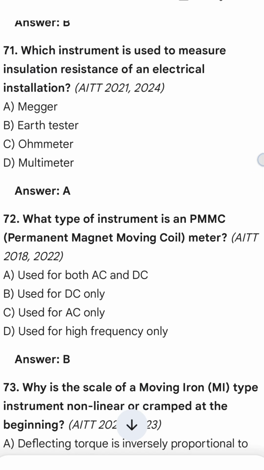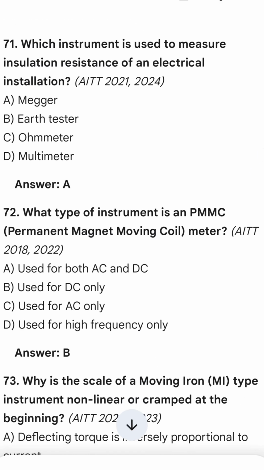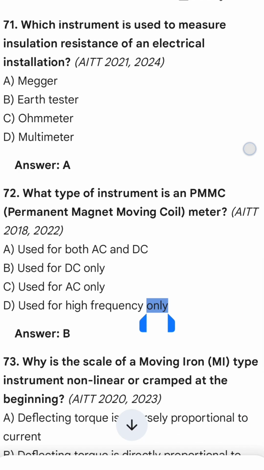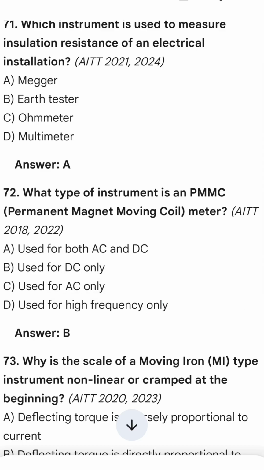Question number 71. Which instrument is used to measure insulation resistance of an electrical installation? AITT exam 2021 and 2024. Option A, Megger. Option B, earth tester. Option C, ohmmeter. Option D, multimeter. Megger. Option A is the correct answer.